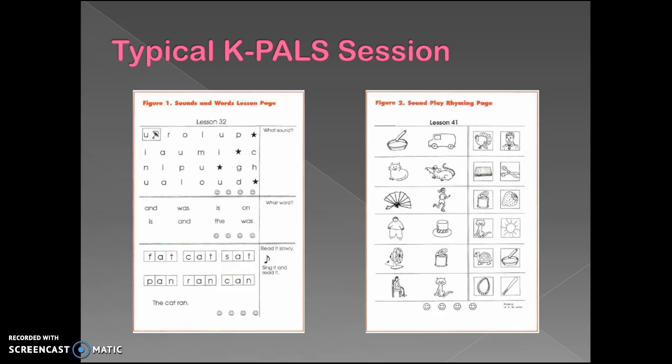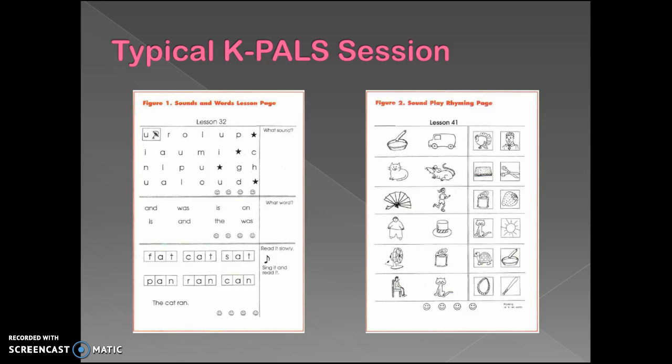Here is an example of what a typical KPAL session looks like. Students work through the activities in pairs, coloring in a smiley face each time an activity is completed. In the first activity on the left, students work through the letters, producing letter sounds. In the middle activity, students read sight words, and on the bottom activity, students read CVC words and simple sentences containing sight words and CVC words.